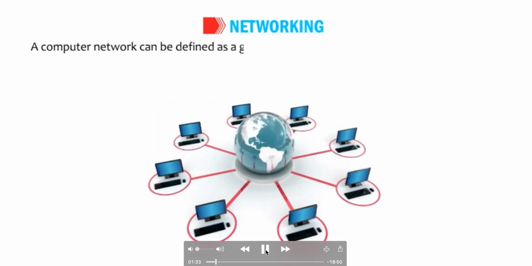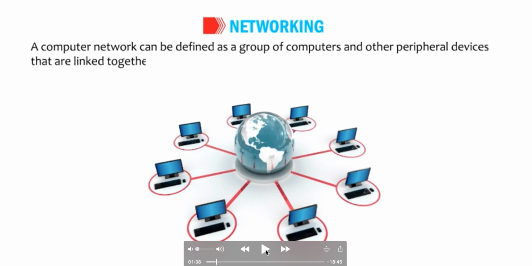A computer network can be defined as a group of computers and other peripheral devices. Here, I would like to tell you what peripheral devices are. You might have already learned in your previous classes, but I would like to repeat again. A peripheral device is one which is closely connected to your system. It may be your mouse, it may be your speaker, any other hardware or software which is related to your system. So all the peripheral devices are linked together for the purpose of sharing data and hardware resources.